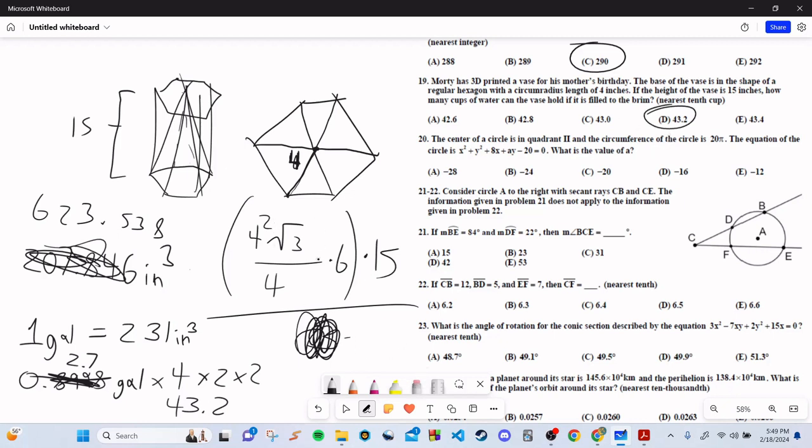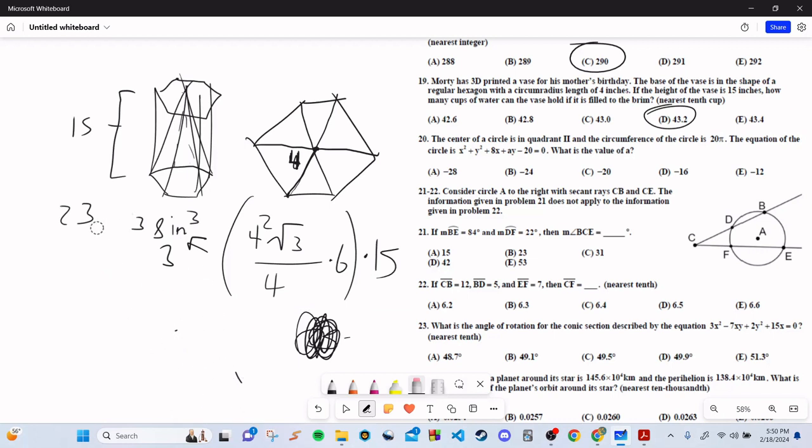Yeah, so again, to recap, it's a hexagonal prism. We have the area of the base multiplied by the height. So that gave us our volume in cubic inches. And using this conversion, that 1 gallon is equal to 231 cubic inches, I divide by 231, we got 2.7 gallons. Multiply by 4 to get from gallons to quarts, then by 2 to get from quarts to pints, and then 2 again to get from pints to cups. Leaving us with 43.2 cups.